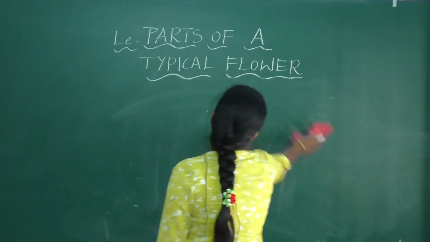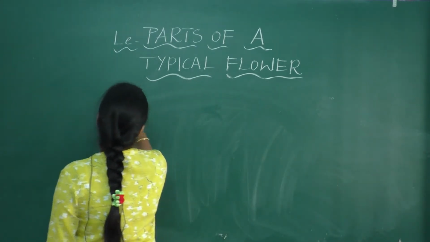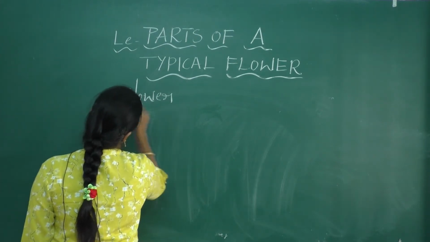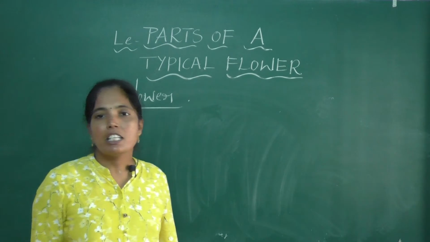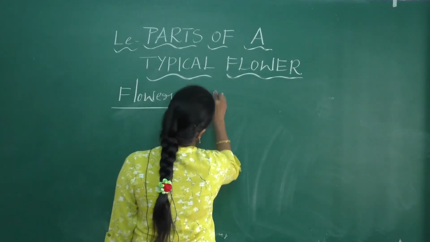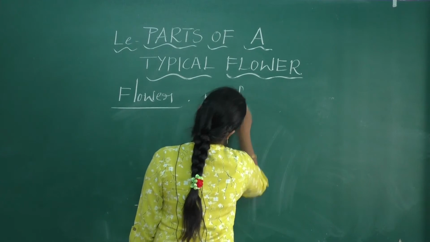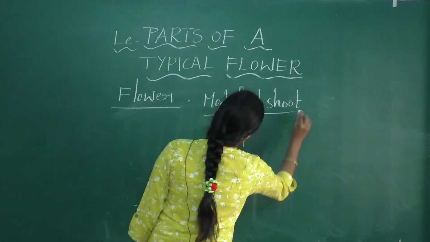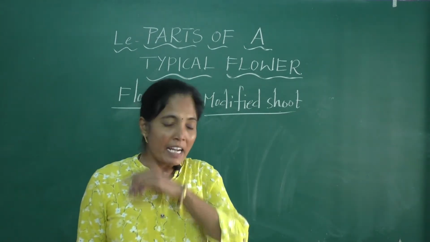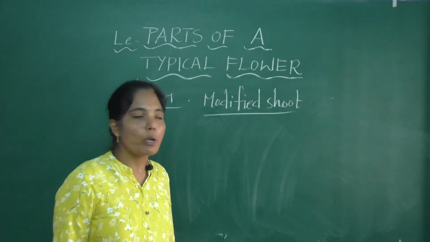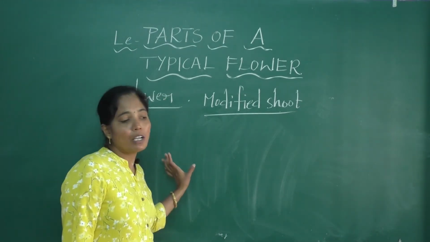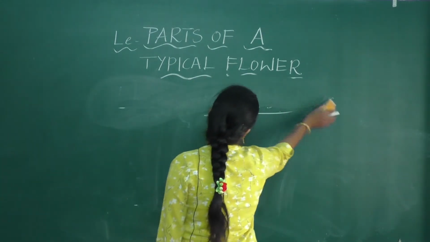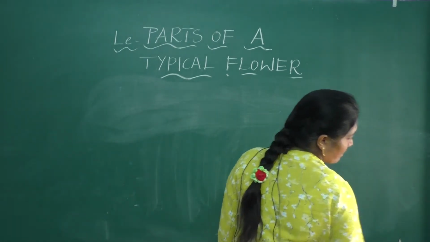So, first of all, what is a flower? How can we define a flower? Flower is nothing but a modified shoot, where all the internodes are highly condensed and the leaves are modified as floral parts. That is the definition of the flower. So, now we will discuss the parts of a flower.